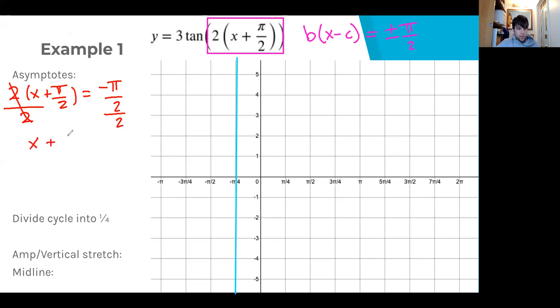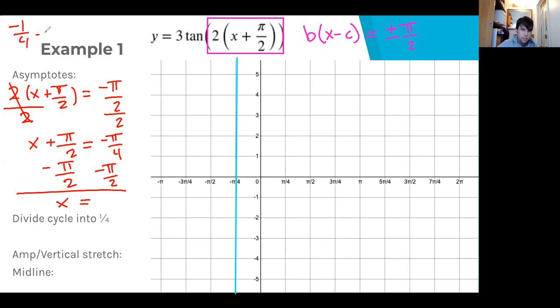That's going to give us x plus pi over 2 on the left-hand side, and then negative pi over 4. Okay, and then we just need to subtract pi over 2. That's going to give us x equals, so this is negative 1/4 minus 1/2. That's going to be negative 3/4. So negative 3 pi over 4. Negative 3/4 of pi.